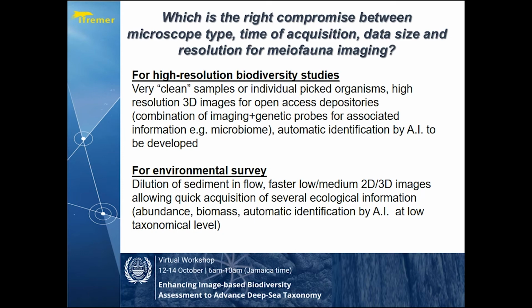For high resolution biodiversity studies, we need very clean samples or individually picked organisms, and high resolution 3D images to feed open access depositories. This can be the basis for the development of automatic identification by artificial intelligence. While for environmental survey, we need dilution of sediment in flow, and faster low to medium resolution 2D, 3D images that can allow quick acquisition of several ecological information, such as abundance and biomass, and can be automatically identified by artificial intelligence at low taxonomical level.